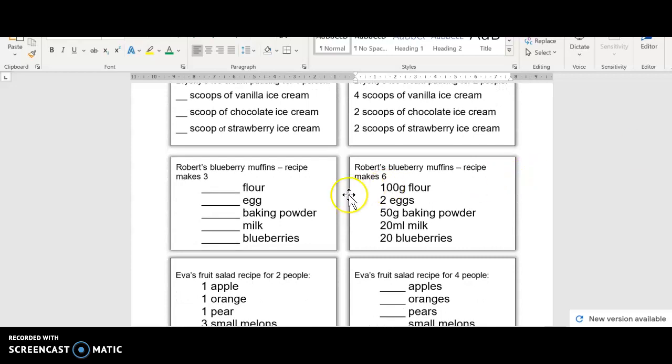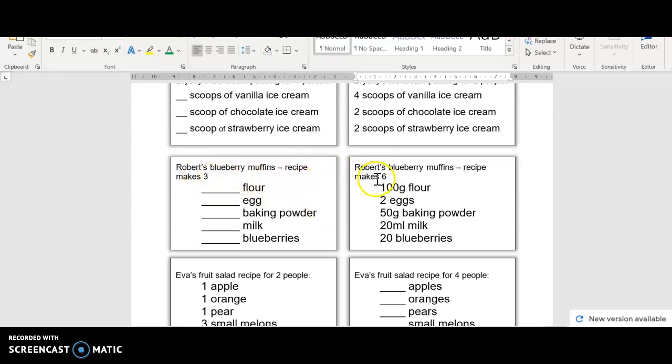How about Robert's blueberry muffins? This recipe makes 6. 100 grams of flour, 2 eggs, 50 grams of baking powder, 20 milliliters of milk, and 20 blueberries. Now, to make 3, it's the same link again, isn't it? What's the link between 6 and 3?